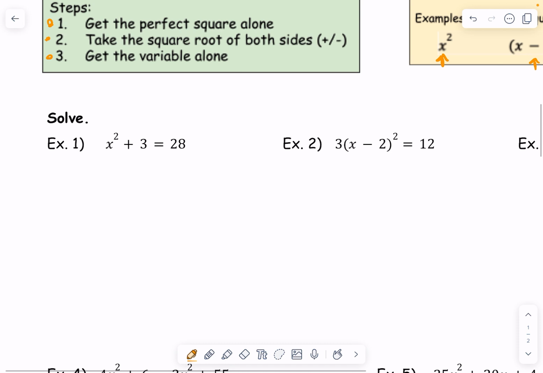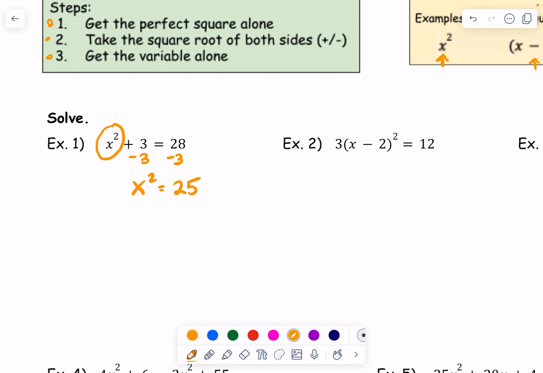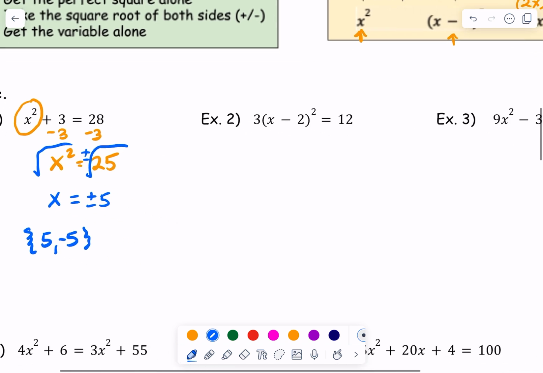Okay, so let's check this out. We are going to first identify that perfect square. We do have a perfect square. Let's get it alone, and we have x squared is equal to 25. And then we take the square root of both sides and we plus or minus. So x is equal to plus or minus 5. Our answers are 5 and negative 5. Not an ordered pair, a list of x values that will work.